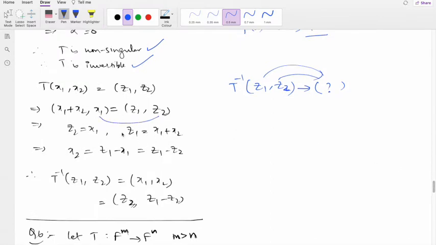So Z2 becomes X1, Z1 is X1 plus X2, and you can express X2 now in terms of Z1 and Z2, which is mentioned here. So T inverse is just going to be (Z2, Z1 minus Z2). One can try to see whether T T inverse is I, and T inverse T is I or not, right? Because this is the actual definition, the way you can check whether the resultant transformation T inverse is truly an inverse or not. The composition of these two transformations should be the identity transformation, right?